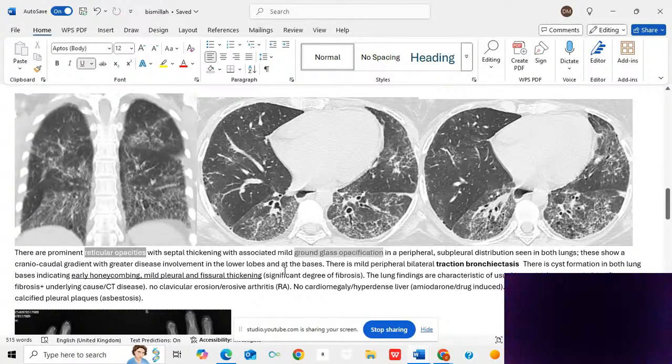Okay, let's see the next one. The next finding is traction bronchiectasis. There is evidence of traction bronchiectasis, as you can see here. Peripheral bilateral traction bronchiectasis.